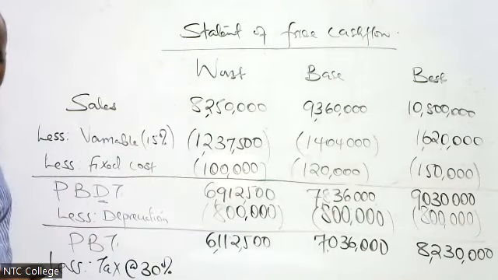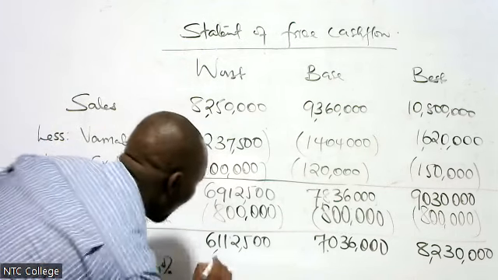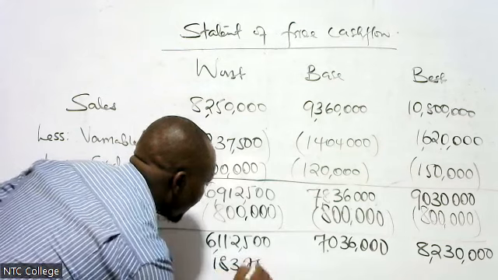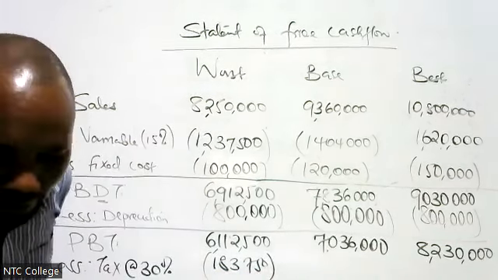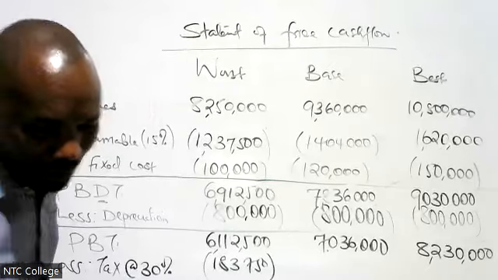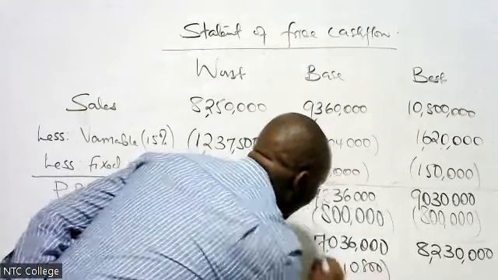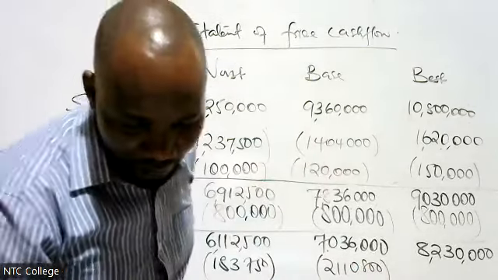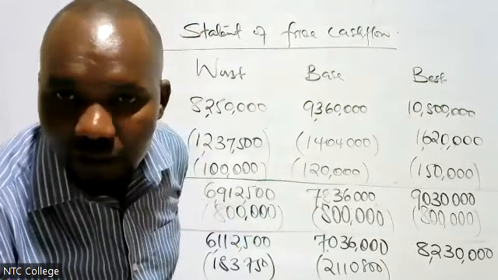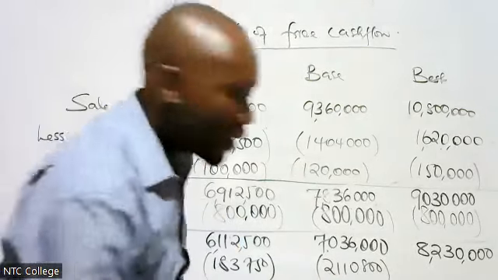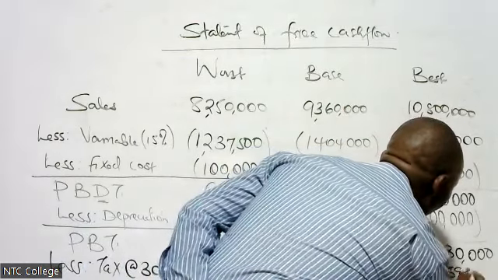So get me the 30% of this. You're getting 183,750. And then the other one is 211,0800. And then the last one is 2469,000.